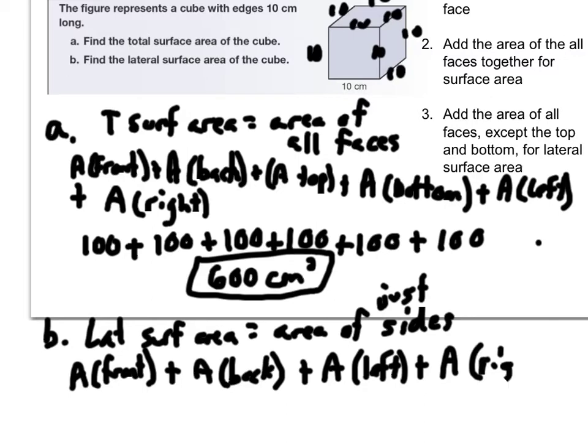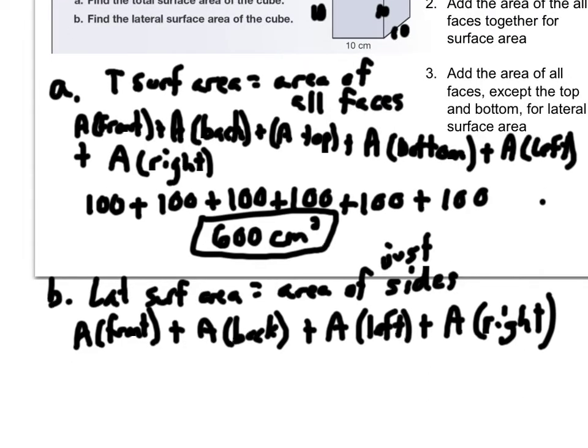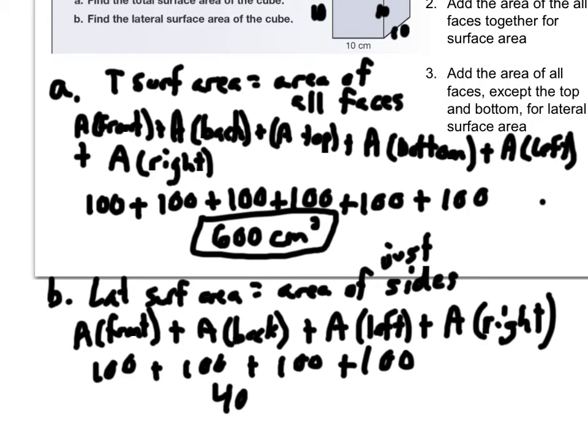Okay, so it's like we just want to know what the area of the walls are, not the floor or the ceiling, for lateral surface area. Okay, well, the area of all those stays the same. It's 100 plus 100 plus 100 plus 100, which is 400 centimeters squared for the lateral surface area. Okay, so again, total surface area, area of all the faces, including the top and bottom. Lateral surface area, just the area of the sides. Okay, let's go on to another example.